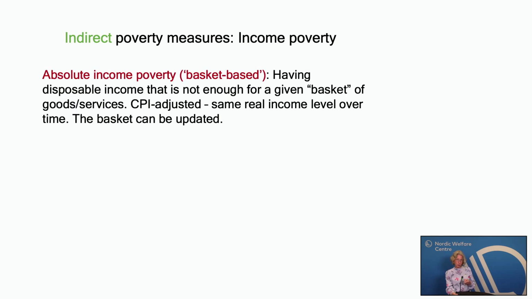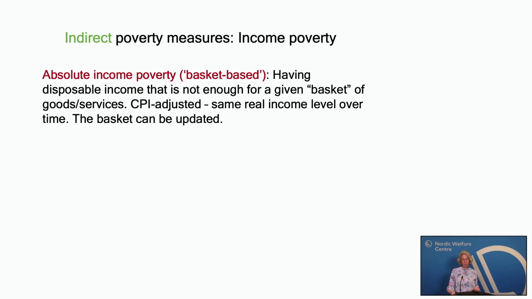So first, we use so-called absolute income poverty, and it's absolute in the sense that it measures if you can afford a given basket of goods. So do you, or your household, have a disposable income that is enough for this basket? And then if prices increase, you maintain the same basket, so then more money is required to buy that basket. So it adjusts for prices, but the basket can also be updated.